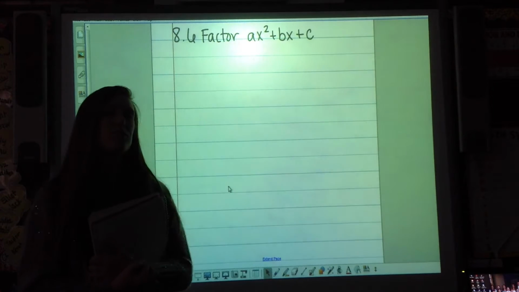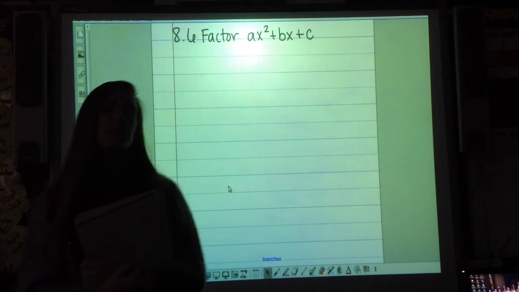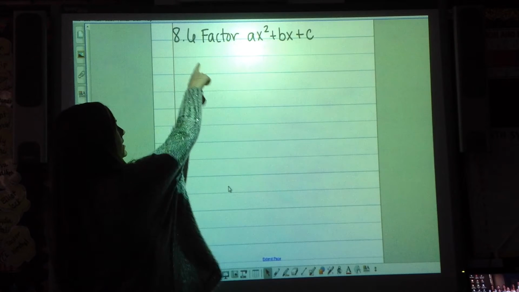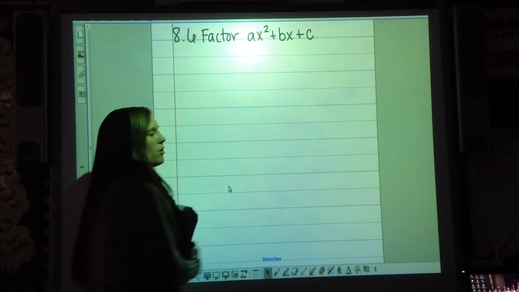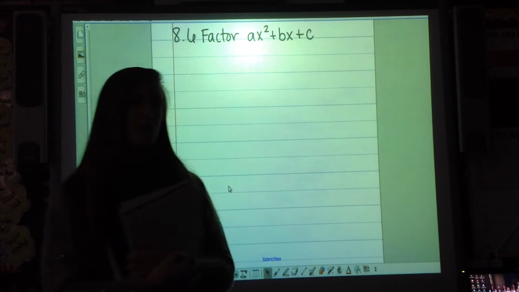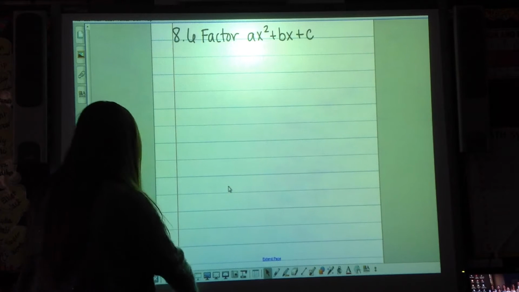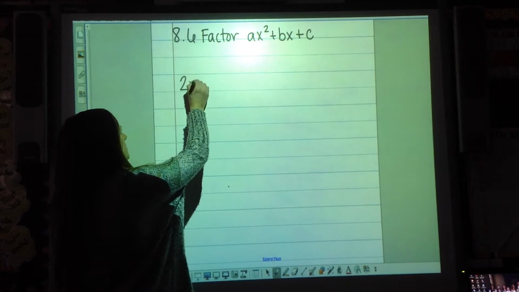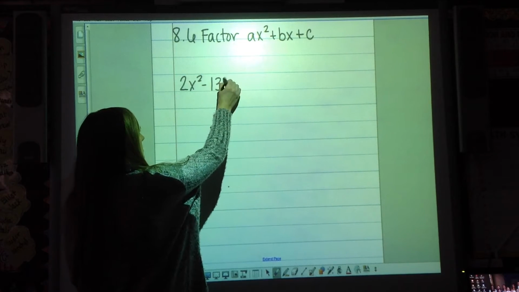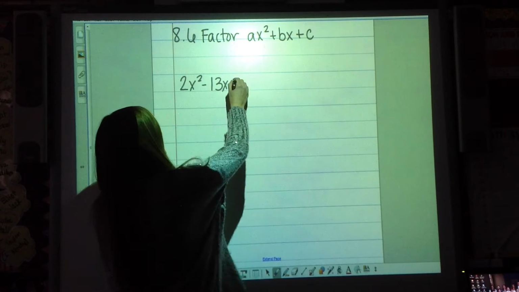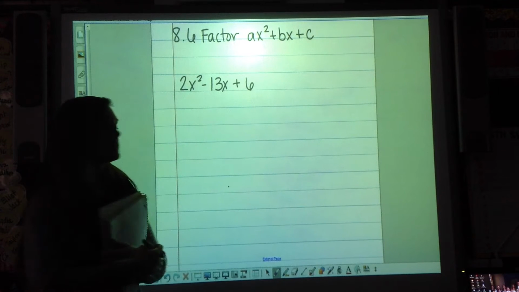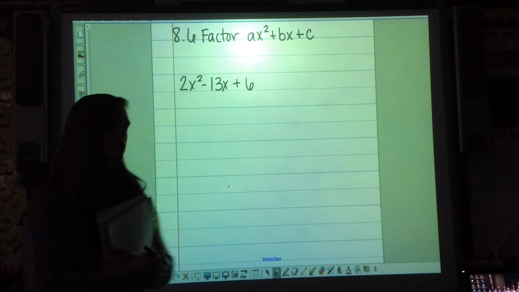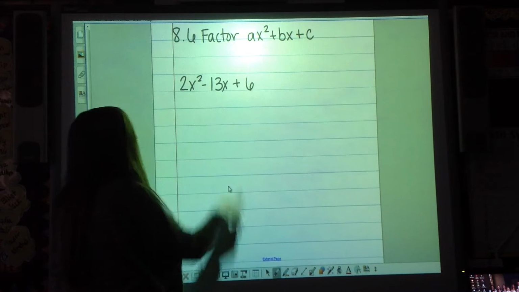We are going to continue to factor in this lesson. The difference between this lesson and the last lesson is now we have a coefficient in front of the x squared. So let's try 2x squared minus 13x plus 6. This is still going to be factored into two binomials.